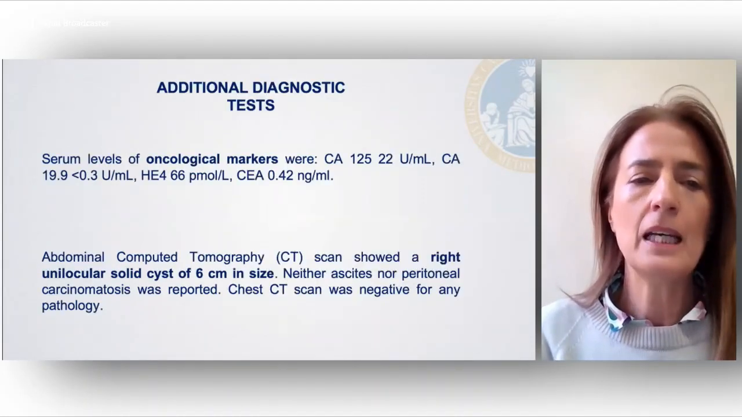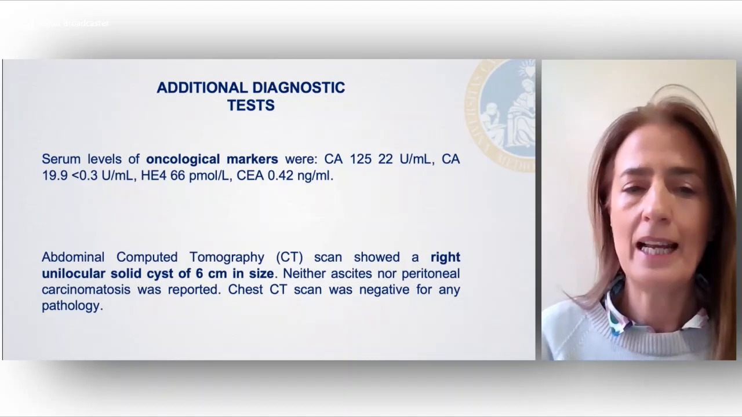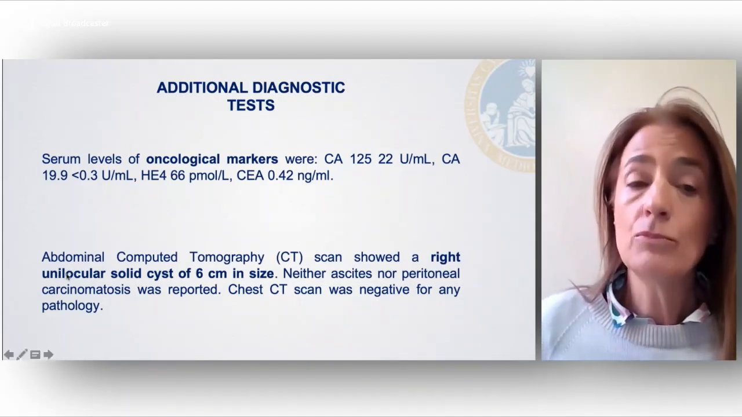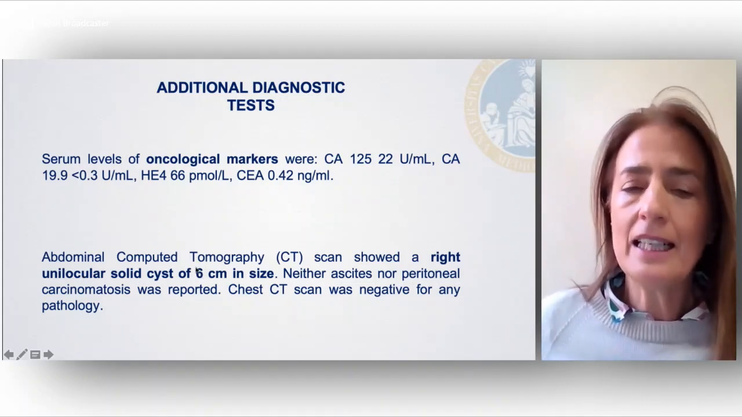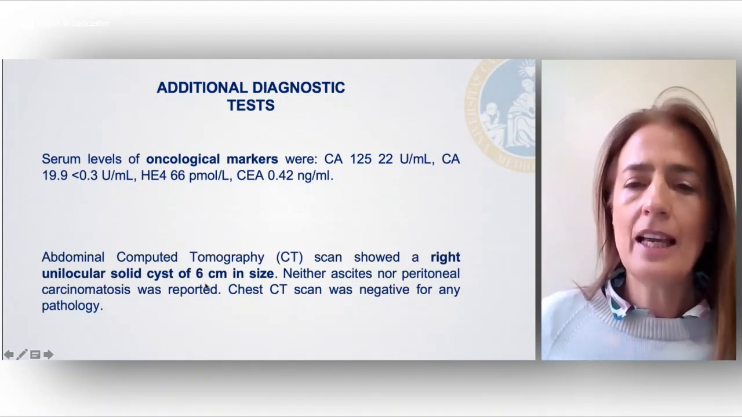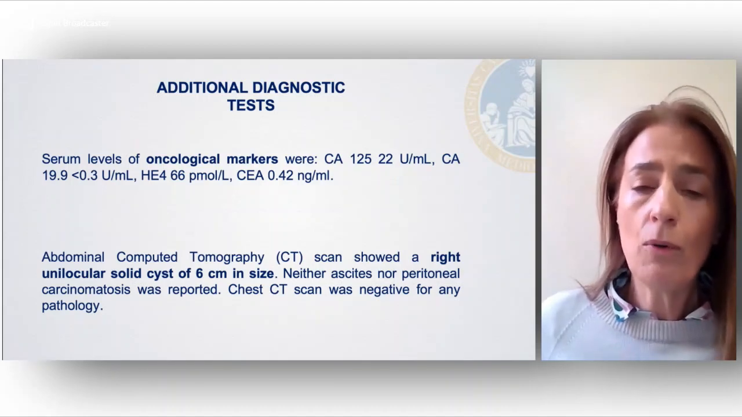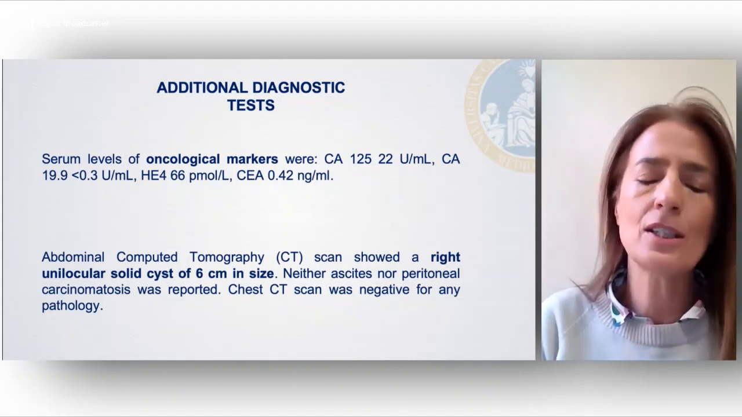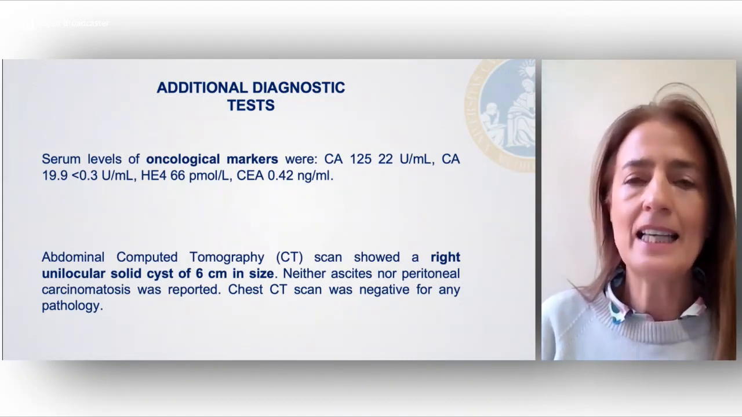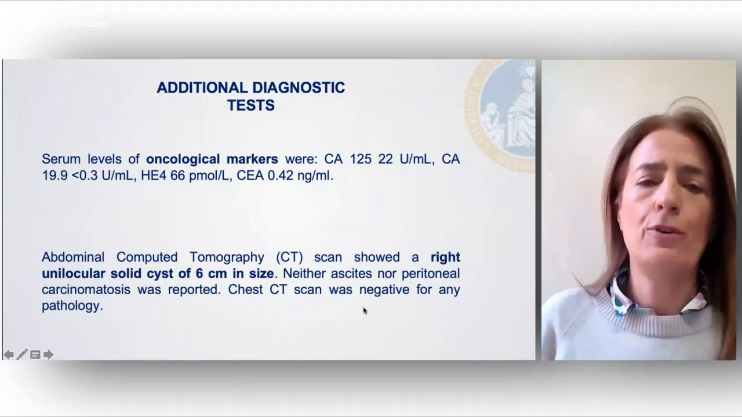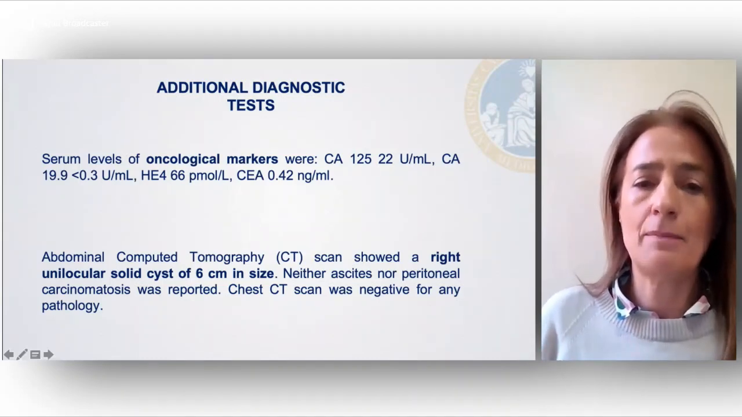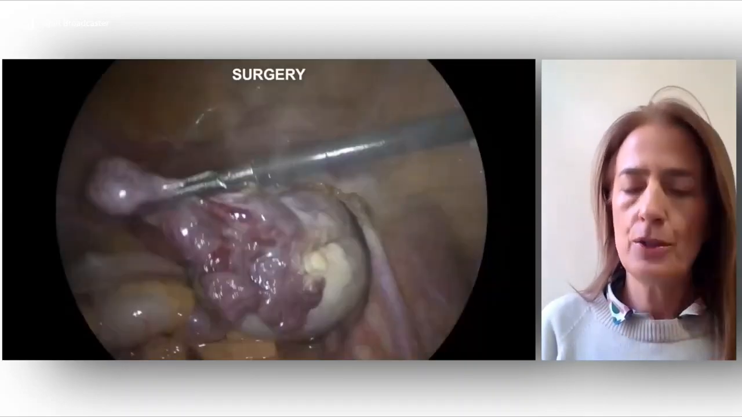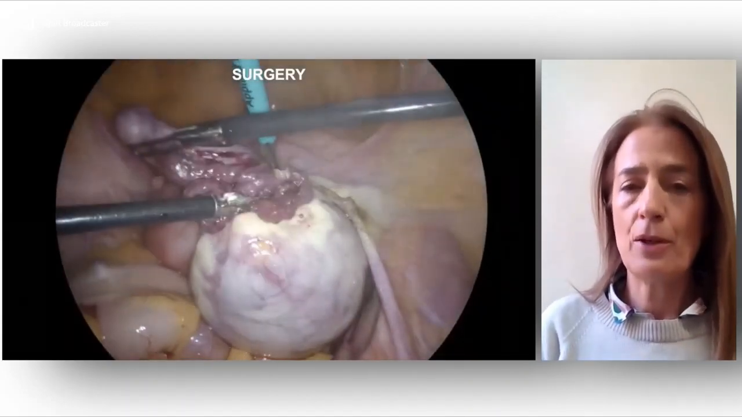Tumor markers were negative. CT scan showed only the right unilateral solid disease, which is not a surprise. Just to repeat, CT is very useful to look for lymph nodes and distant metastasis, but not for the characterization of ovarian tumor. So she underwent laparoscopy.